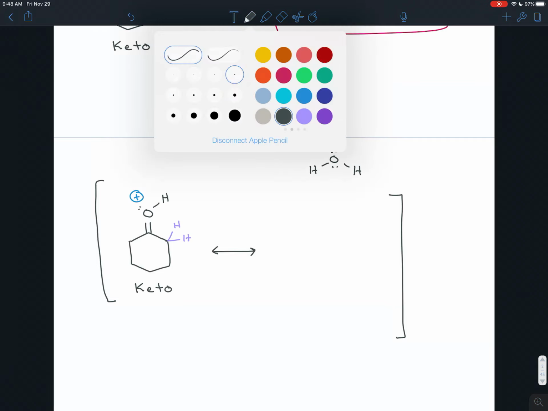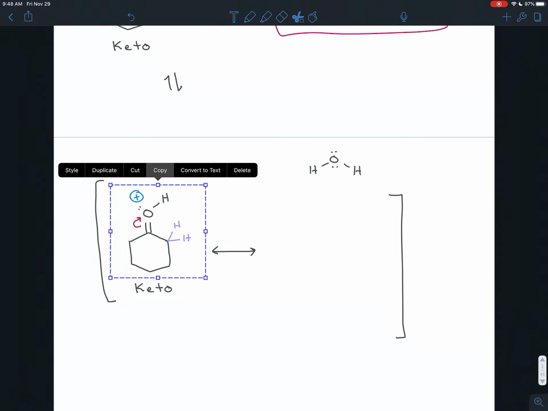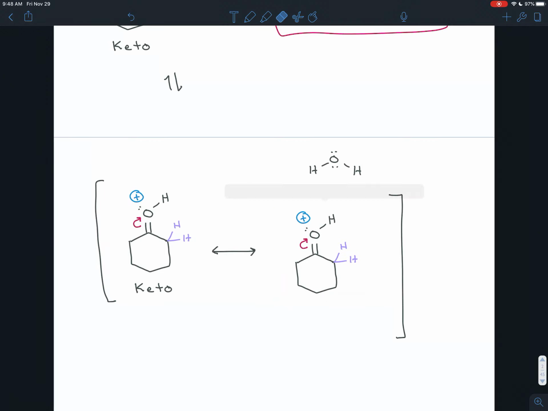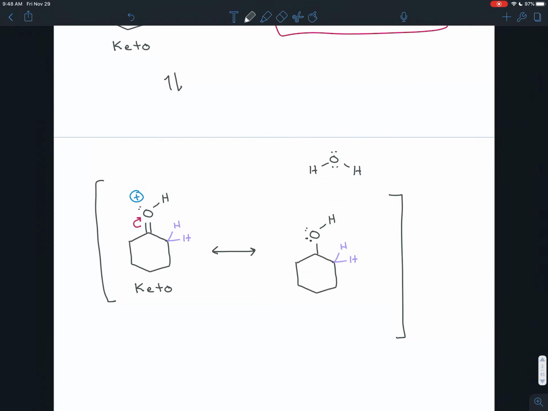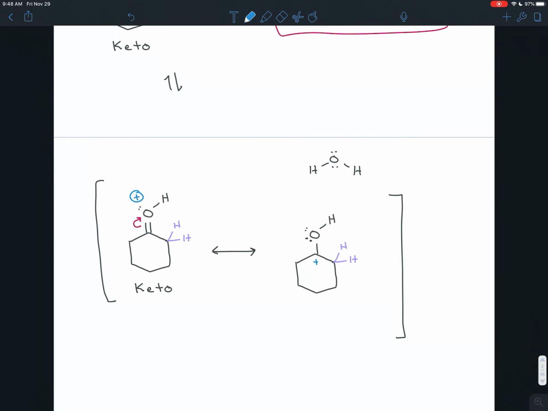And to draw the other resonance structure, you take the electrons in the pi bond and move them onto the more electronegative atom. So when you do that, you get rid of that pi bond, you have a new lone pair on the oxygen. You'll notice that the carbon is now missing electrons. It lost the pi electron, so it has a full positive charge.